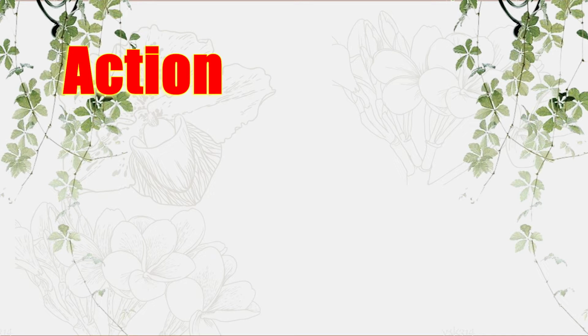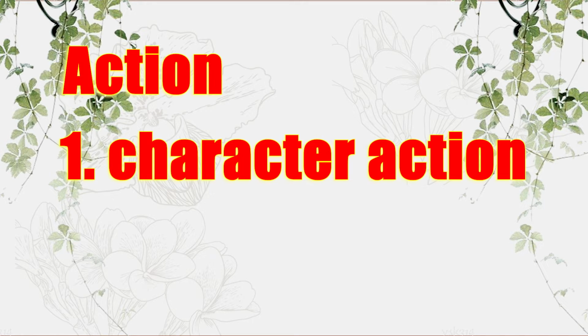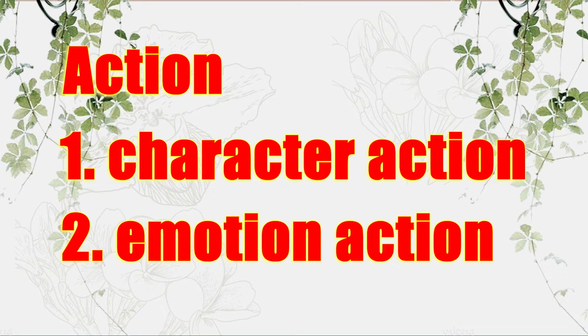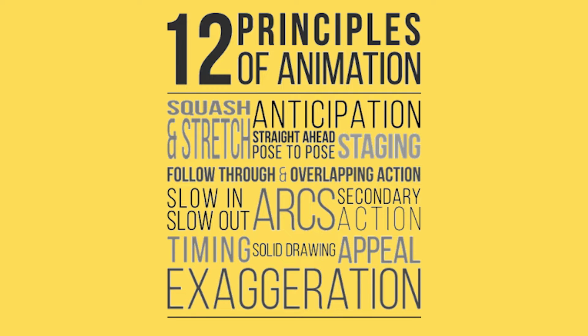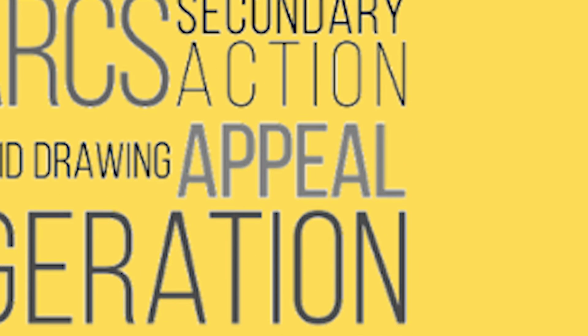So to summarize, the action is supposed to tell first the character action, what the character is doing at that moment, and second the character emotion. After you get that right, you need to make the character more appealing. In the 12 principles of animation, one of the principles is appeal. What exactly is appeal? Let's look at some of the poses that I found online.